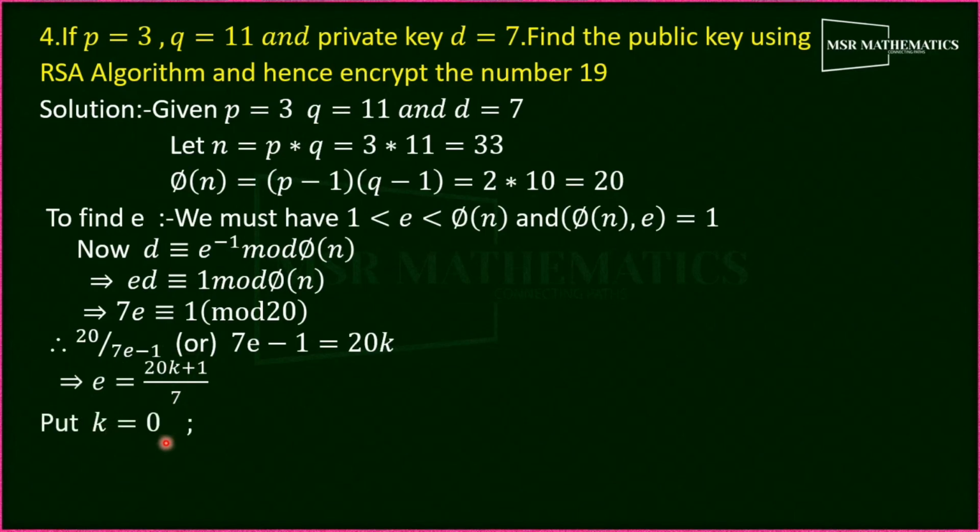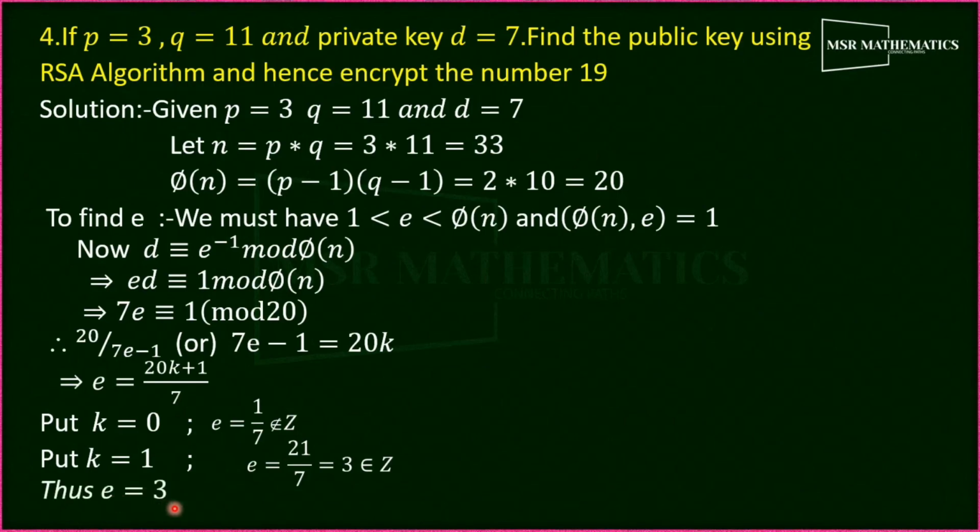So put k is equal to 0. If we substitute k as 0, we get E is equal to 20 into 0 is 0 plus 1 is 1 by 7. So obviously 1 by 7 does not belong to integer Z. So next step, put k is equal to 1. We get 20 into 1 is 20. 20 plus 1 is 21. That is E is equal to 21 by 7. 7 3s are 21, which satisfies. Therefore E is equal to 3 belongs to integer Z. Thus we can conclude that E value is 3.